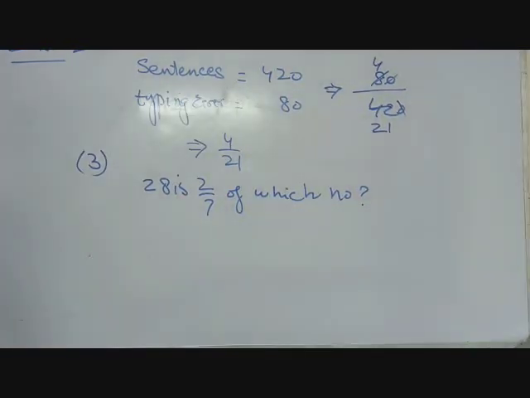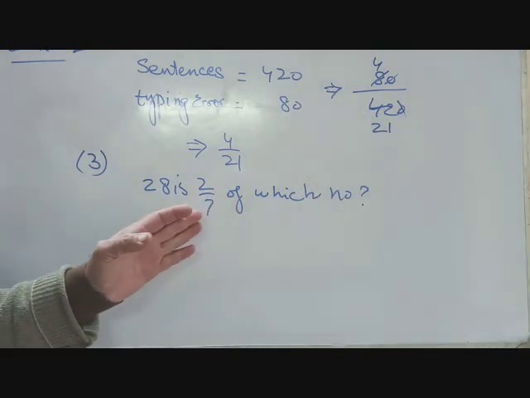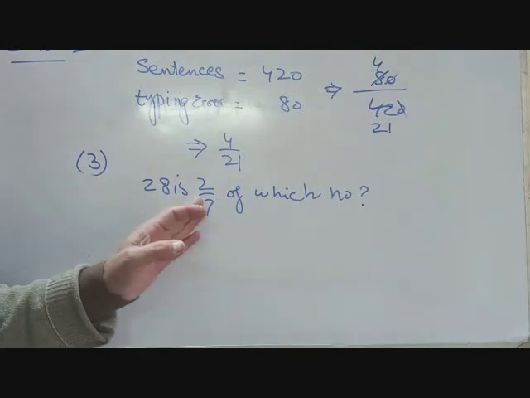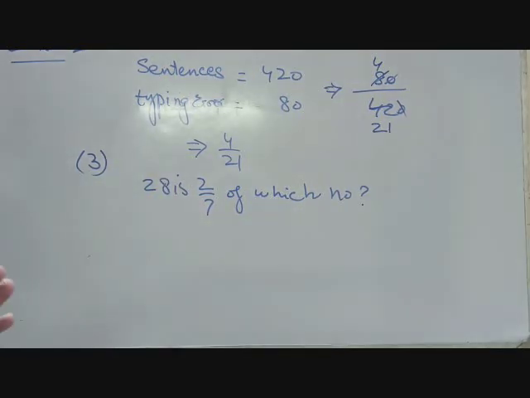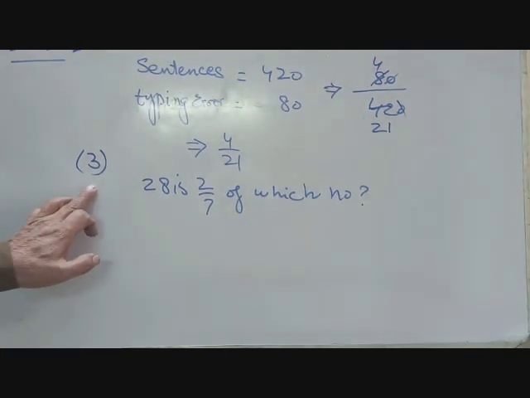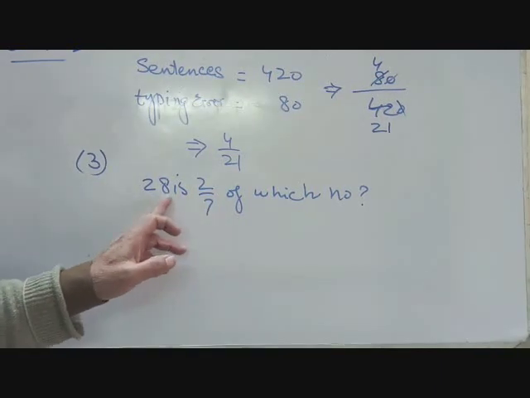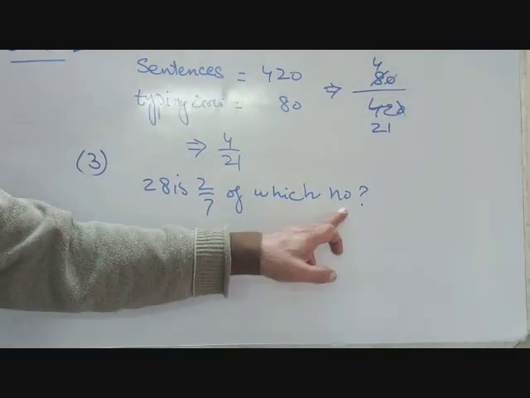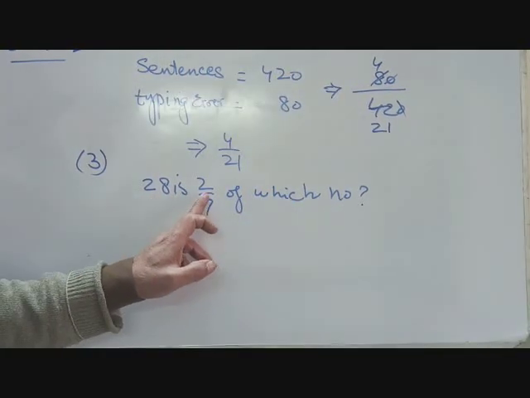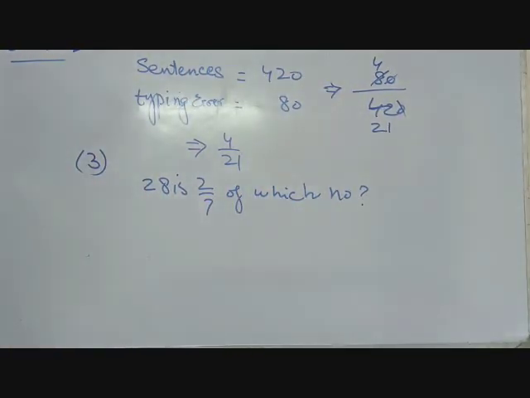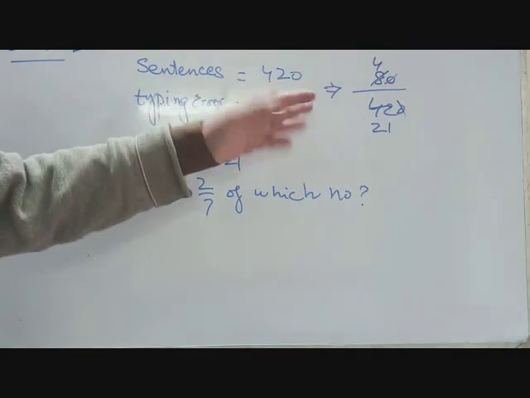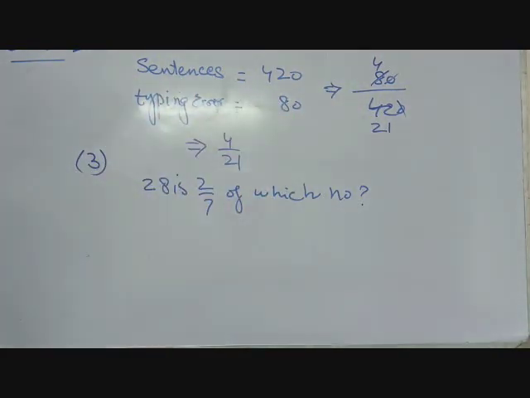28 is 2 by 7 of which number? Now we have to find the number for which it is 28. Now, dear students, question number 3 says, 28 is 2 by 7 of which number? It is very easy. We'll just do the inverse process.